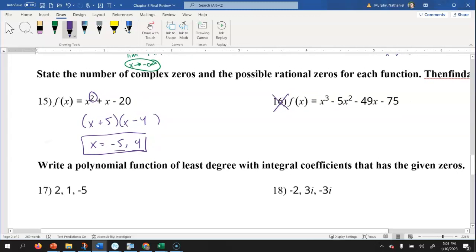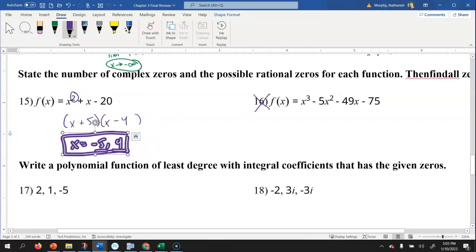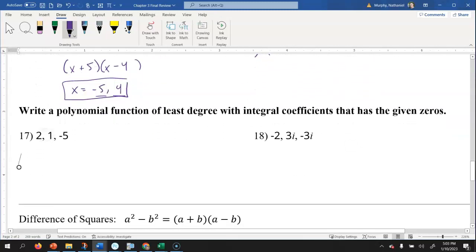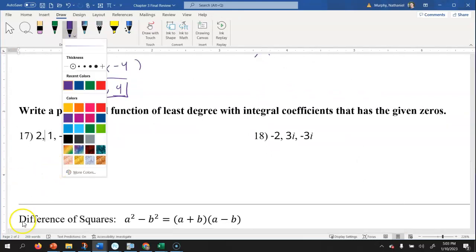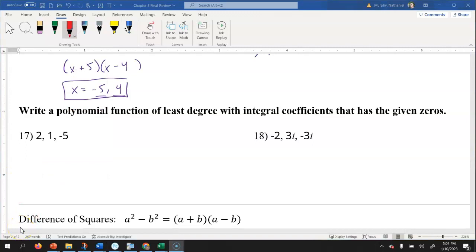All right. So again, if you're here to look at number 16, you did not have to do number 16. So let's skip that. And let's look at number 17. It didn't say to write it in standard form or factored form, but we want to start by getting this in factored form, and then we're going to multiply them together to get it in standard form.